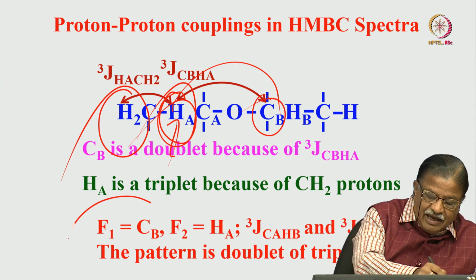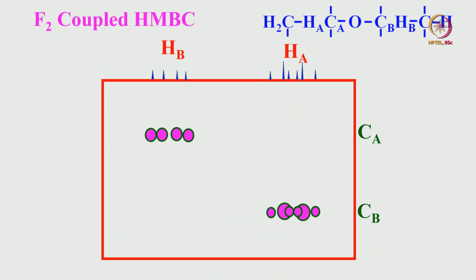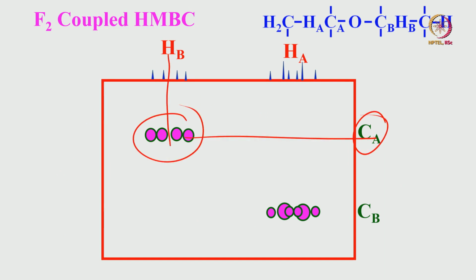So in the HMBC spectrum, in the F1 dimension you get the carbon chemical shift of B, but in the F2 dimension you get the proton chemical shift of A, with splitting from 3J and 3JHH. One is a doublet, the other is a triplet, and this is the pattern you get. Very easy. Look at this Ca carbon, it is correlating to the Hb proton.